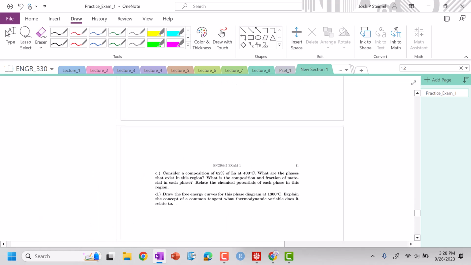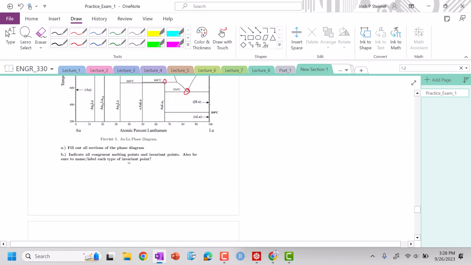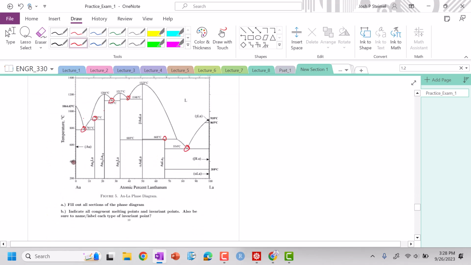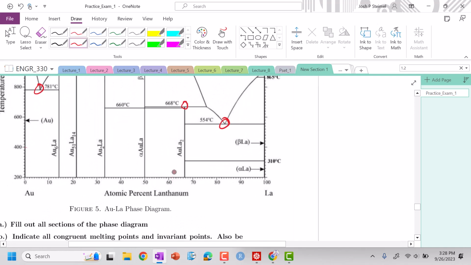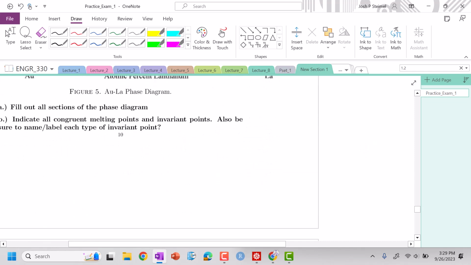So let's look at a composition of 62% lanthanum. So 62% at what? 400 C. So 400 C, about 0.6. Let's zoom in a little bit. So 62%, about 0.4. So let's put the point right there. So let's see, what does it ask us to do? What are the phases that exist?